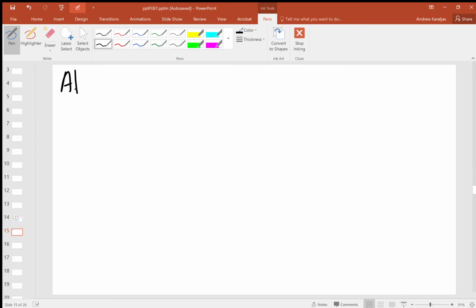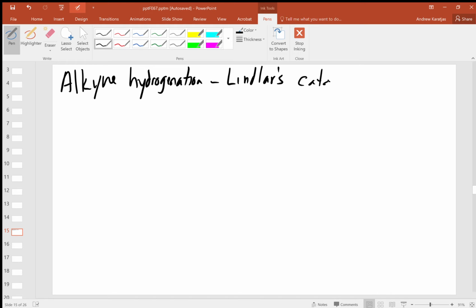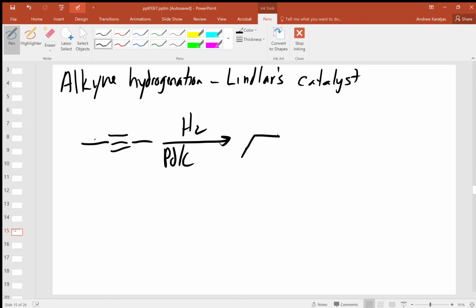Here we look at another alkyne hydrogenation reaction. This one, though, is a little bit different because it's based on the use of Lindlar's catalyst. So a typical hydrogenation of an alkyne using H2 and some sort of metal catalyst, most commonly we use palladium, results in hydrogenation to the alkene, and then finally all the way to the alkane.